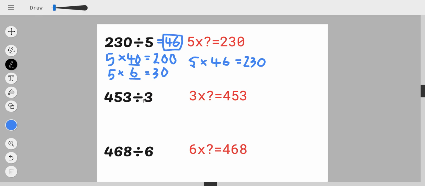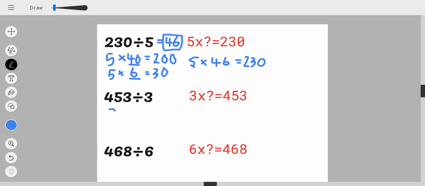All right, let's take another look at the next question here. 453 divided by 3. Now, we could try and do 400 divided by 3, but you know what? I don't think that's going to work out very well for us. All right. So what we're going to do instead is we're going to break the 453. The first chunk we're going to take out of the 453 is 300 because I know 300 is going to fit with 3 really, really easily.